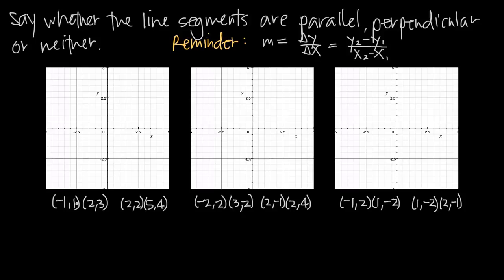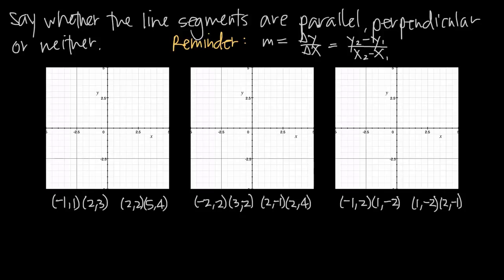The first problem here, we have two line segments. One line segment between its endpoints -1, 1 and 2, 3, and another line segment between its endpoints 2, 2 and 5, 4. So we could graph these on coordinate axes and then try to determine visually whether or not they're parallel, perpendicular, or neither. But a visual picture that looks like the lines are approximately parallel or approximately perpendicular or neither of those isn't going to prove to us that the lines are in fact parallel, perpendicular, or neither.